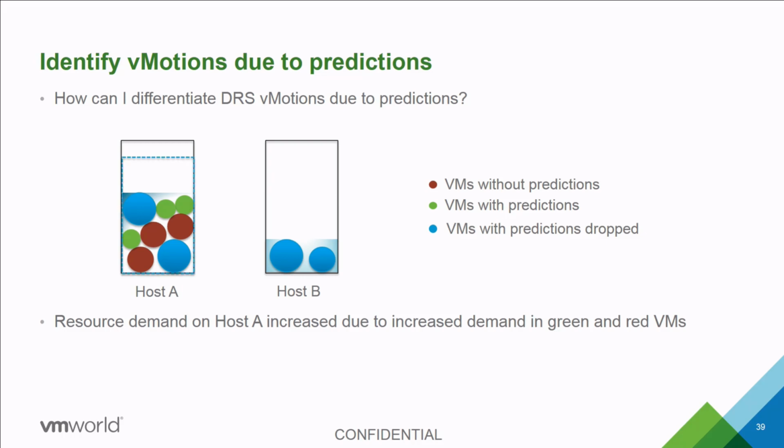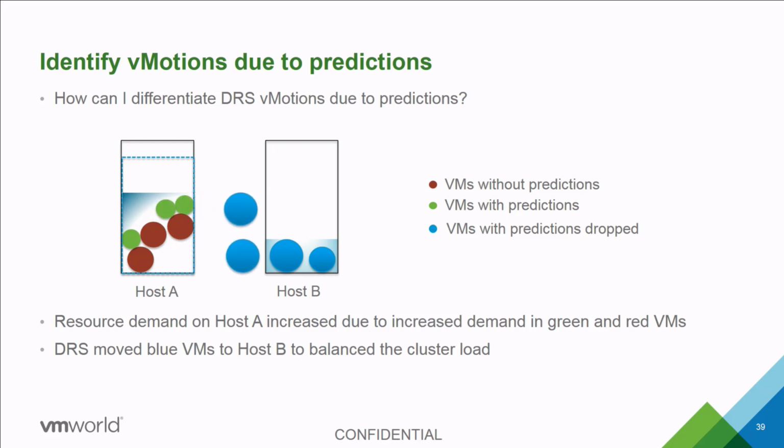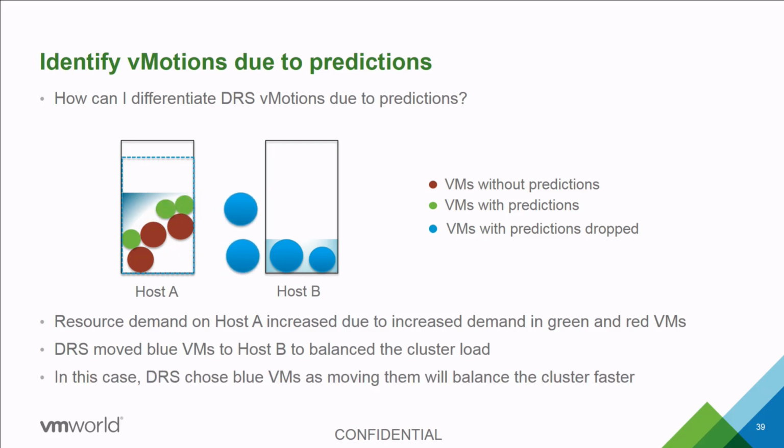So the cluster went out of balance, so DRS has to move some of the VMs out. DRS moved the blue VMs out of host A into host B. The reason DRS shows the blue ones is that just moving these blue VMs will balance the cluster faster. So in this case, you see the blue VMs are moved.